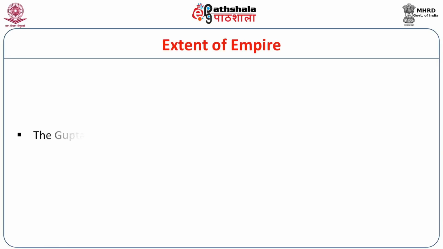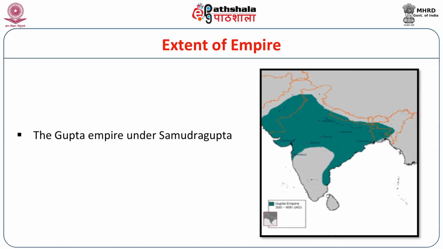Now, we shall come to the extent of the empire. After making exploits in different directions, Samudragupta had carved a vast kingdom stretching from the east coast to the west coast and also from the northern part of India, that is located in the Himalayas, to the Vindhya region and even beyond in the east coast of India. So the Gupta Empire under Samudragupta extended its territorial boundary in different directions.